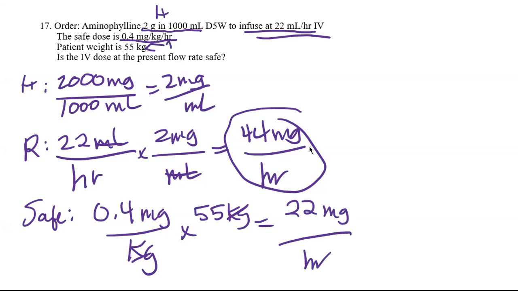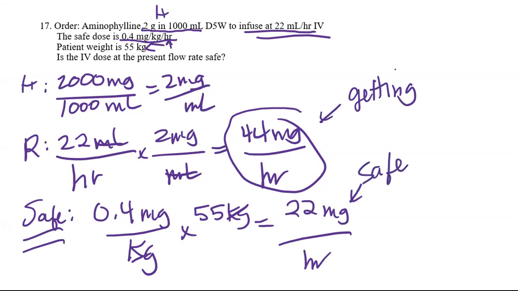Okay, because hours is up here, we're going to put the time back in here. We canceled out the kilogram. So that's the safe dose. This is what they're getting, 44. This is the safe dose. Okay, so if we look at this, the client is actually getting twice as much as they should be getting. They're getting 44, they should be getting 22. So you would answer which IV, is the IV dose at the present flow rate safe? And the answer would be no, because they're getting twice as much, 2 times the safe dose.